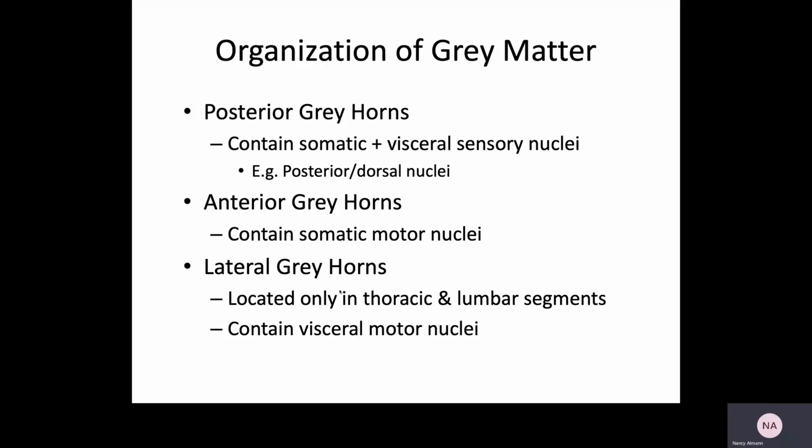The lateral gray horns are only going to exist in the thoracic and lumbar areas. That's it. They're not in the cervical areas. And they will contain visceral motor nuclei.